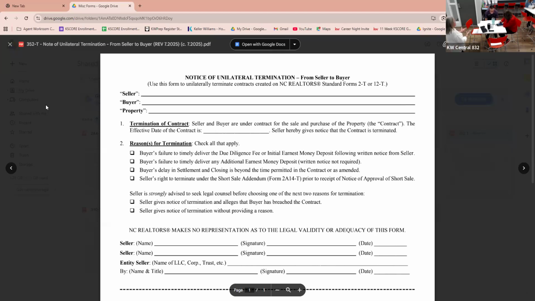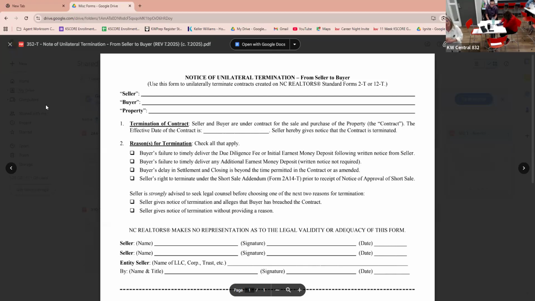If that is not delivered, if that's not fulfilled, the seller can unilaterally terminate. If the buyer does not deliver any additional earnest money, there's no written notice required on that because it says time is of the essence on the contract. So if that's not delivered, the seller can unilaterally terminate.